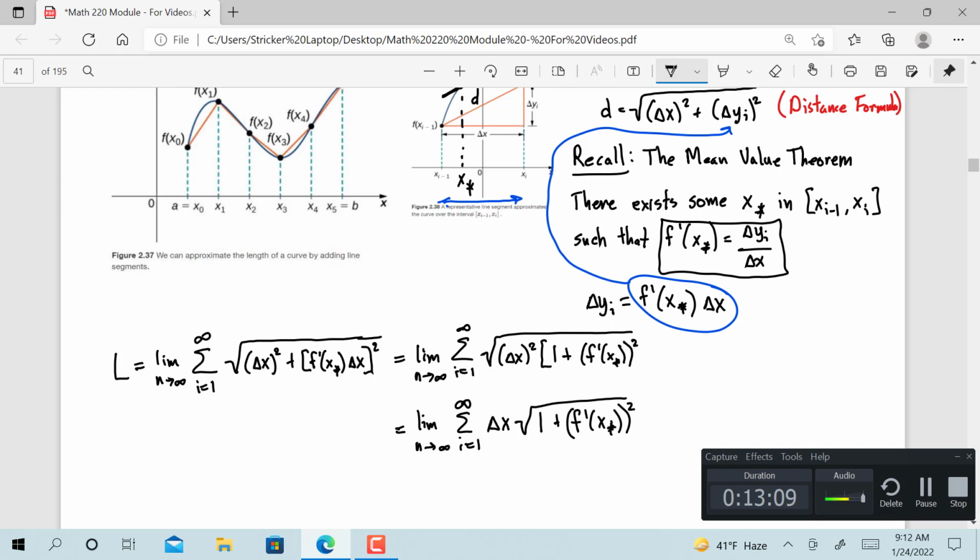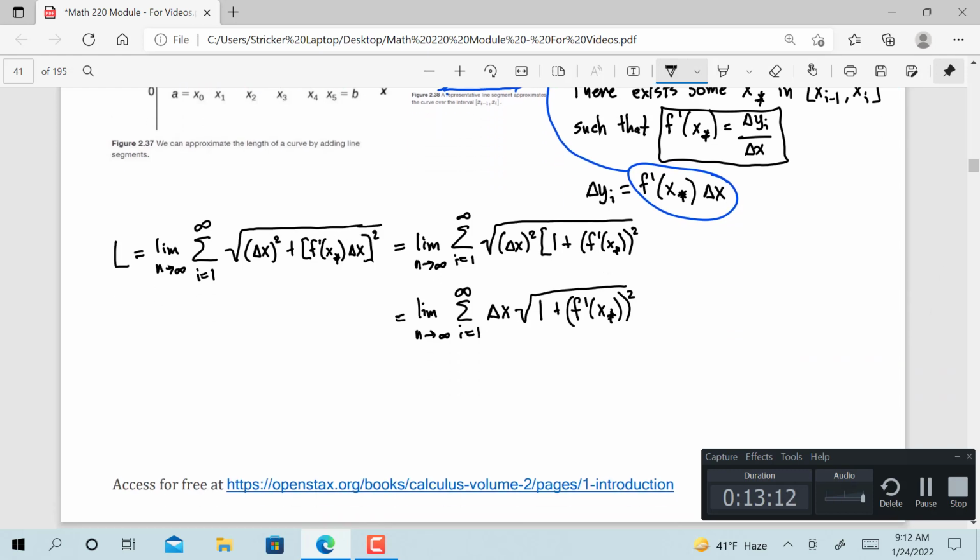And here's where the calculus comes in. That means that instead of having the limit of an infinite sum, we can just use an integral. And so it's going to be the integral from a to b, that's our interval, of the square root of 1 plus f prime of x squared, and then the delta x, of course, becomes dx.